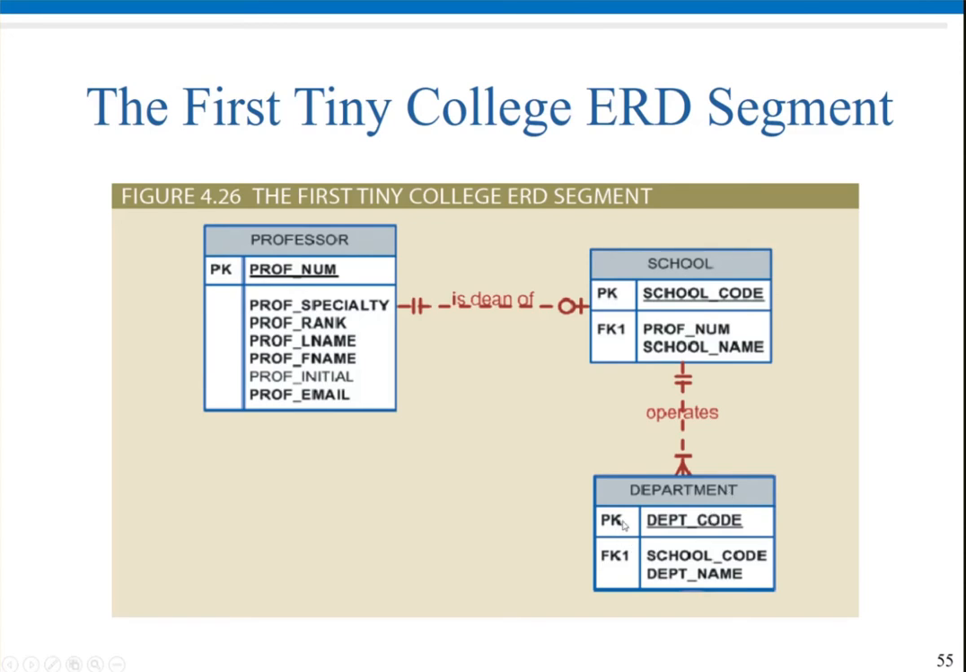Again, we have a primary key, and then we have a foreign key, which is the school code. So each department has to be associated with one and only one school. However, a school itself can have many departments.